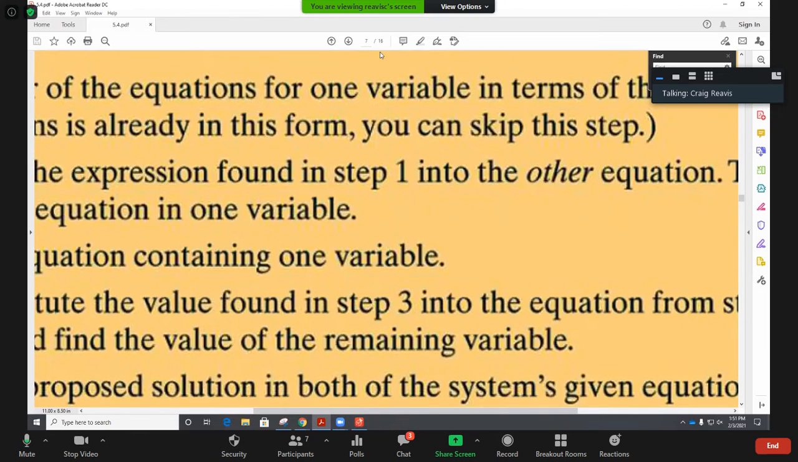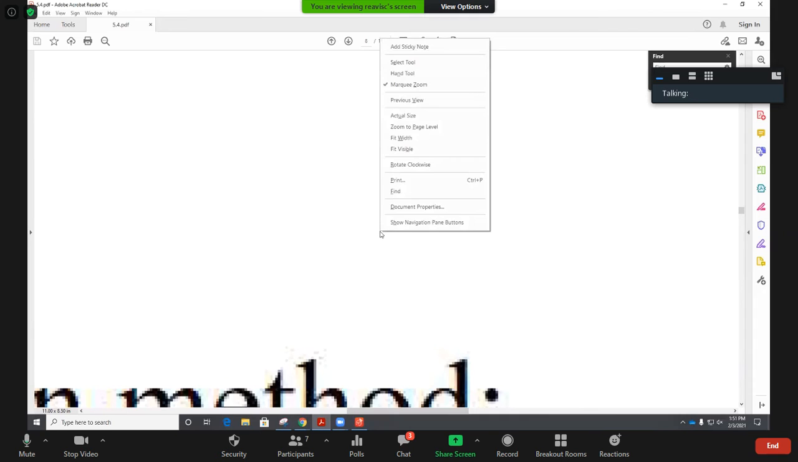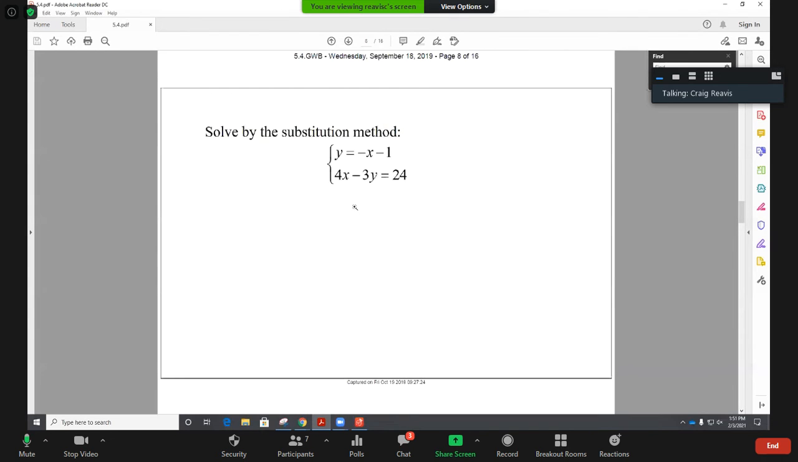Okay, now how do I get out of Zoom? Just going to keep zooming. There we go.